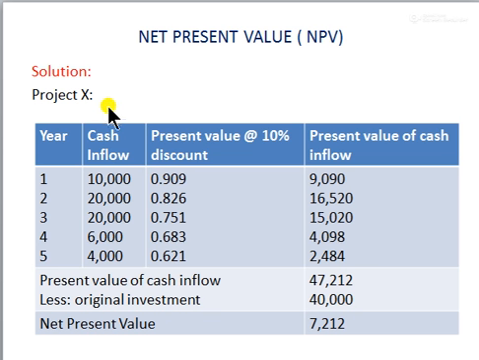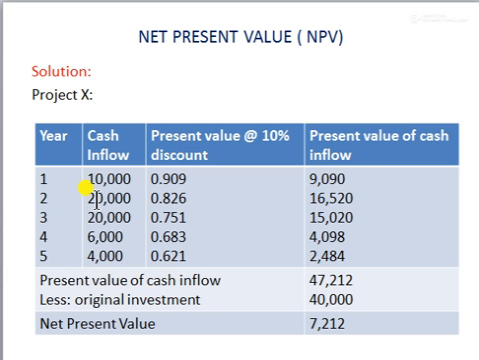So for project X, the solution is: the 5 years of cash inflow details are given in the problem, and the 5 years of present value factors are also given. When we multiply the first year cash inflow with the first year present value factor, that comes to 9,090, which is the present value of the cash inflow.